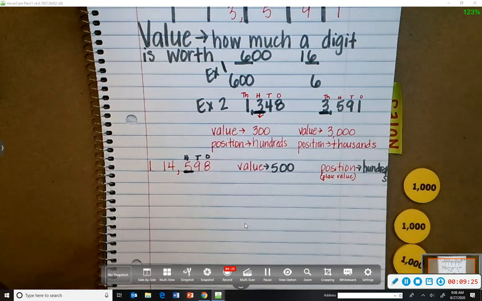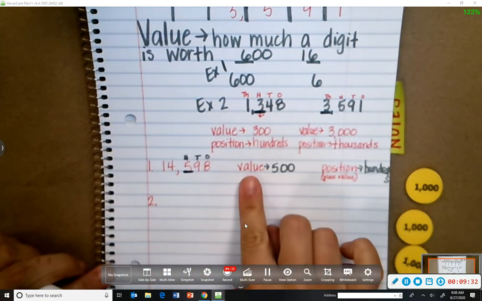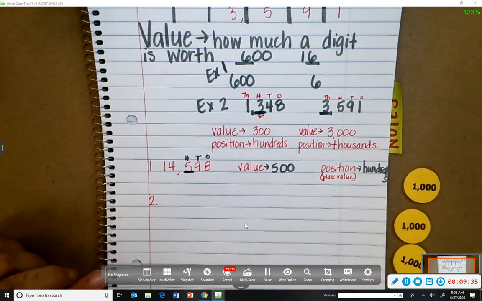Okay, next one, I want you to do the same thing. Pause the video, and you're going to practice telling me the value and position of the underlying digit.